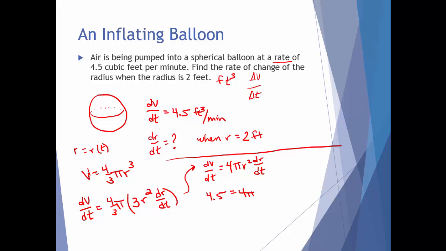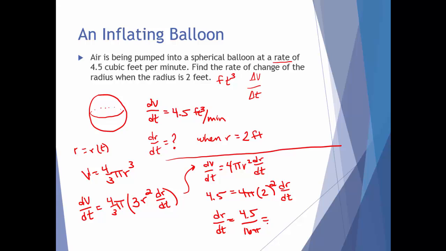times pi. The radius at this one particular moment in time, I don't actually know what the time is, but I can tell you the radius at this time is 2. So that's radius squared times dr/dt, which is our unknown. Notice that's the only thing left in this equation that I haven't solved for. So we go ahead and solve for dr/dt, which means we'll need to take the 2 squared is 4. 4 times 4 is 16. So we'll take the 4.5 and divide it by 16 pi.